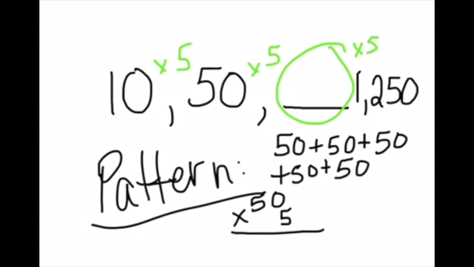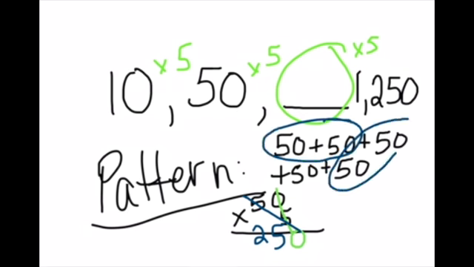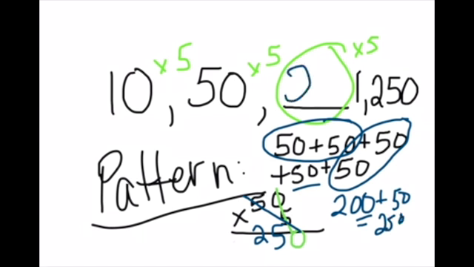0 times 5 is 0. And then we would cross multiply, and what we would do is 5 times 5, which is 25. So that's 250. Is that right? Well, 50 plus 50 is 100. Another 50 plus 50 is another 100, so that's 200 plus 50. So yes, it is 250. That's what should have gone in that blank.